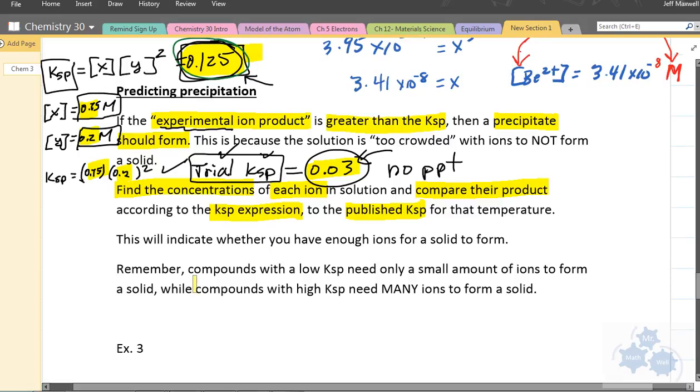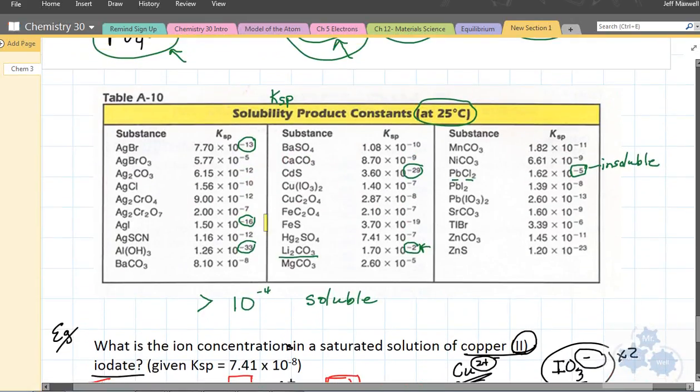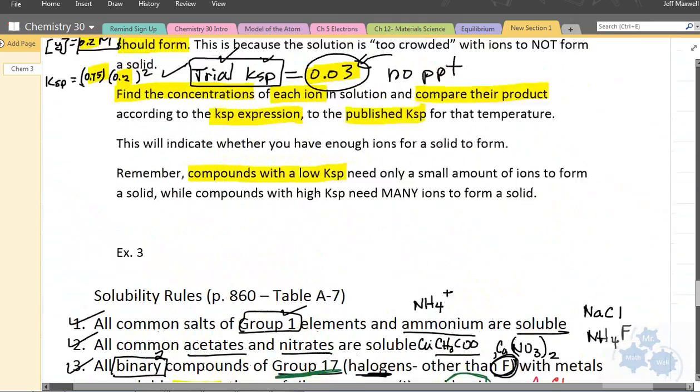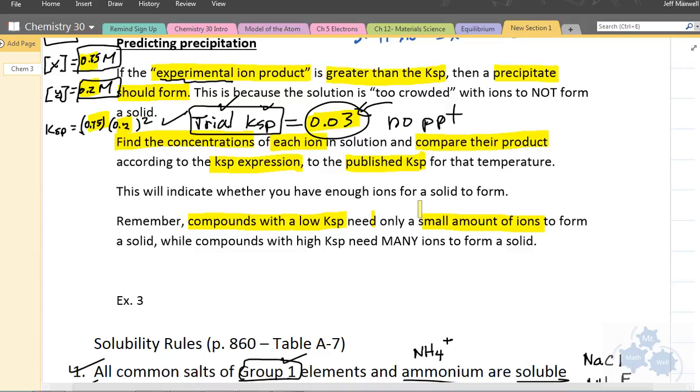And the final thing you need to remember to try and understand this is compounds with a low Ksp. If you think back to this chart right here, with a low Ksp, like this one right here, they need only a small amount of ions to form a solid, right? Because the product doesn't have to be very large. So only a few ions will be enough to make a solid. But compounds with a very high Ksp need many ions to form a solid.